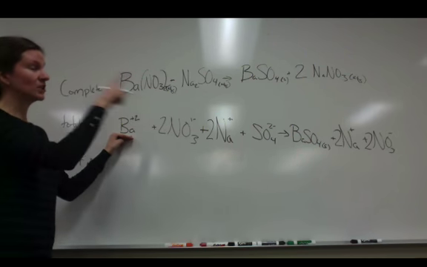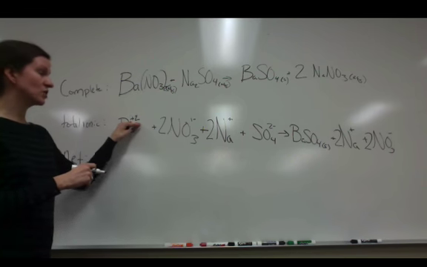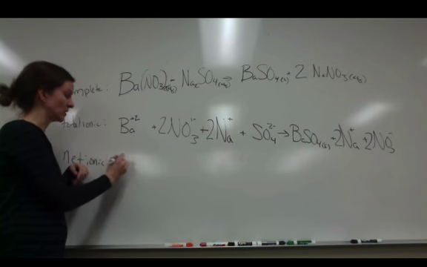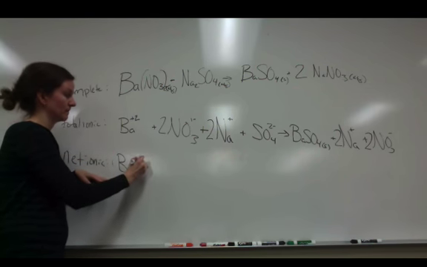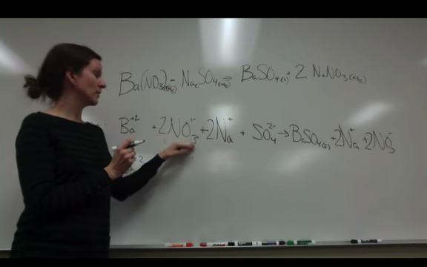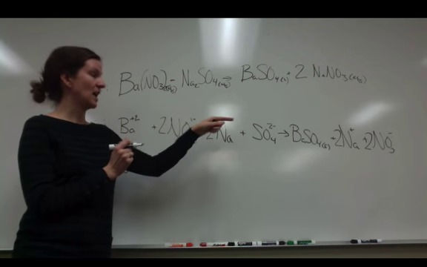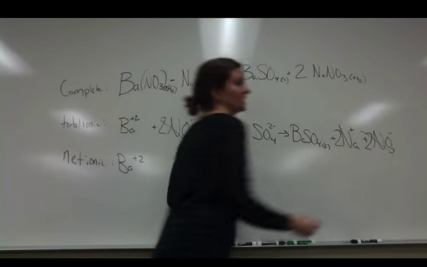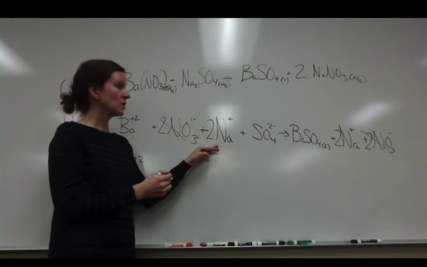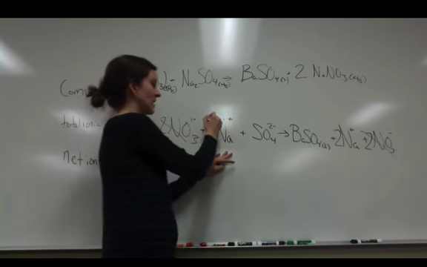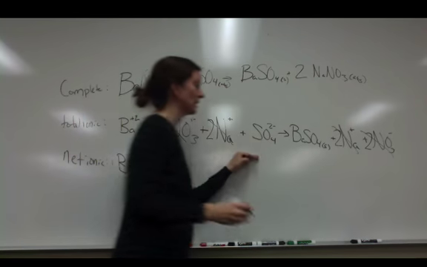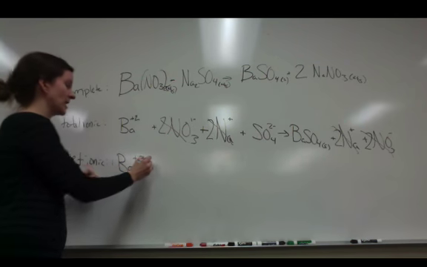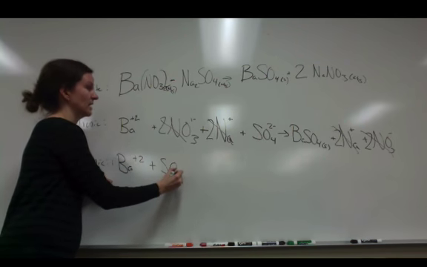Barium plus 2, I look at my product. Do I have Ba plus 2 in my product? No, so that is part of my net ionic. And then I move up. 2NO3 with a -1 charge. I have 2NO3 with a -1 charge over there. So that is going to go away because it didn't undergo a chemical change. 2Na plus, I have 2Na plus in the product, so that will go away. SO4 2 minus, I don't have SO4 2 minus in the product, so that is part of my net ionic.